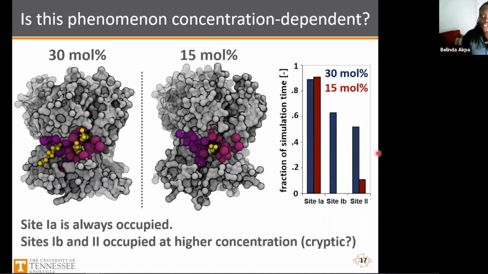At the lower cholesterol concentration, we see binding site occupancy for site 1A and site 2, not so much for site 1B. So site 1A is always occupied, but it looks like there is a distinct set of sites that become occupied only at higher concentrations. Maybe site 1A needs to be occupied for normal function of the channel, and then site 1B and site 2 might be responsible for the deleterious effects on the function of the channel.